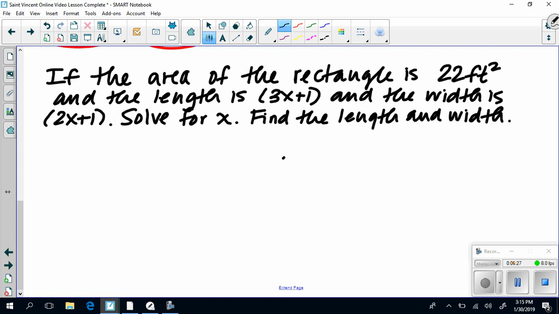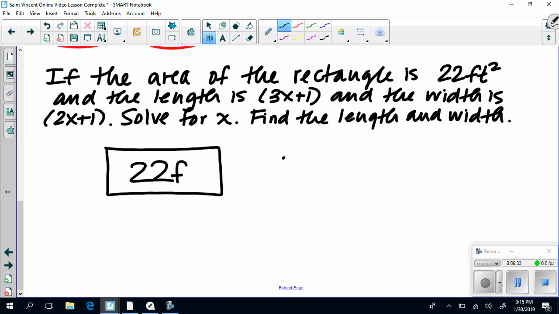Okay, so if I drew a picture here, the area of the rectangle is 22 feet squared. I always usually write my area in the center. The length is 3x plus 1, and the width is 2x plus 1. So if I take a look at that, we do need a formula for the area of a rectangle, and the formula for area of a rectangle is length times width.